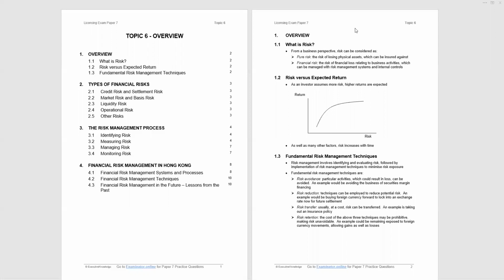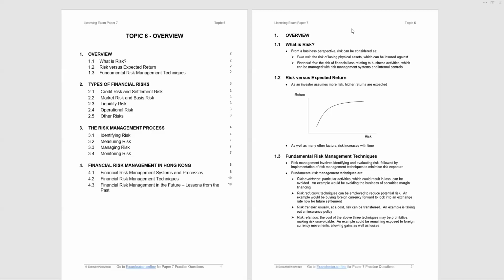Now, different fundamental risk management techniques. We have 4 listed at the bottom of page 2. Risk avoidance, that is where you just don't take the risk on at all. Not going into a particular line of business because there is a risk of losing money, that is risk avoidance. Risk reduction is where you expose yourself to the risk, but you reduce potential loss. And foreign currency hedging is a classic example of risk reduction. Risk transfer, that is where you transfer the risk of loss to another party, usually an insurance company. So insurance policy is an example of risk transfer.